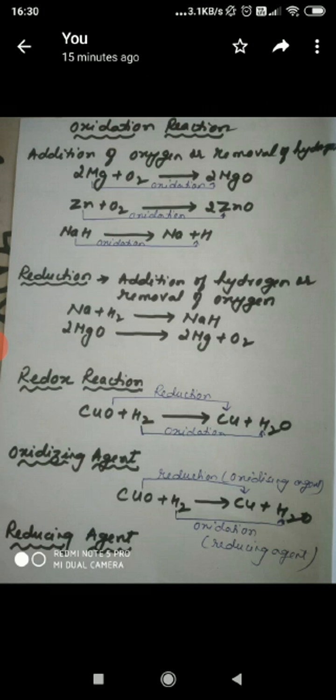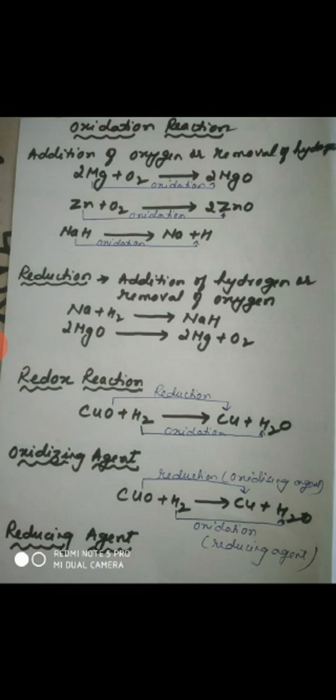Now we are going to discuss another topic, that is oxidizing agent and reducing agent. So what is an oxidizing agent and what is a reducing agent? Oxidizing agents are those which oxidize others and themselves get reduced. And reducing agents are those which reduce others and themselves get oxidized. We are going to take the same example: copper oxide plus hydrogen gives copper plus H2O, water.